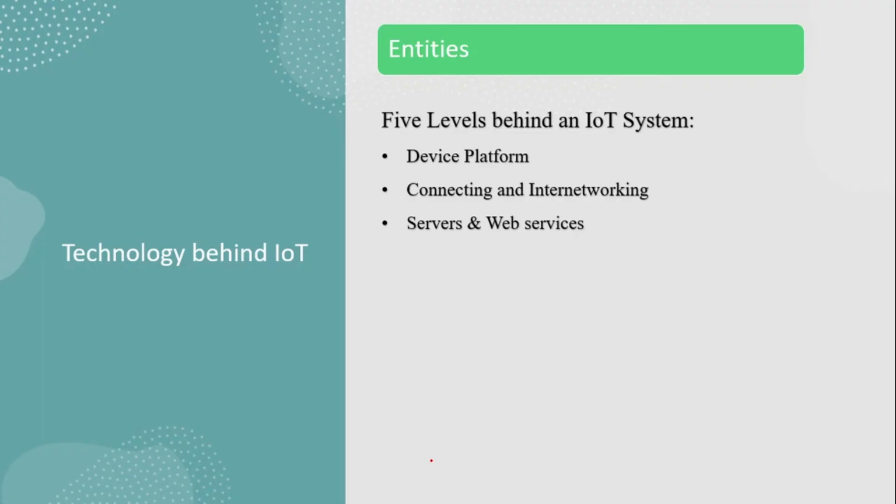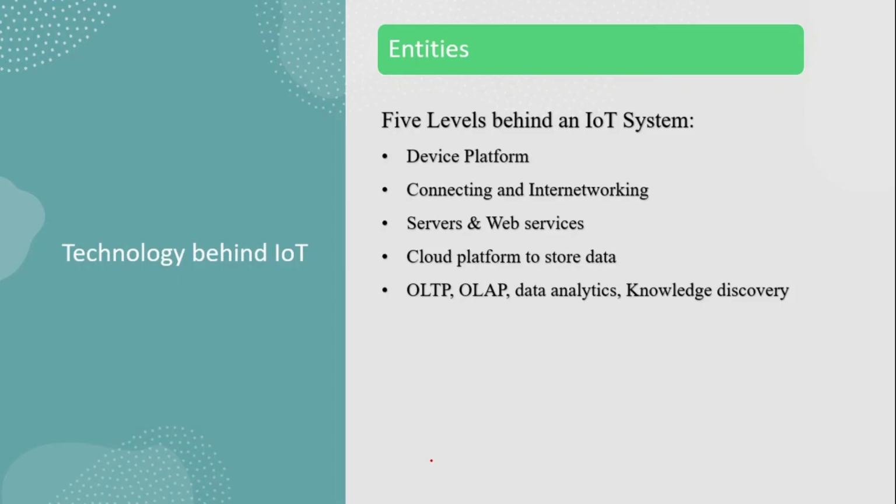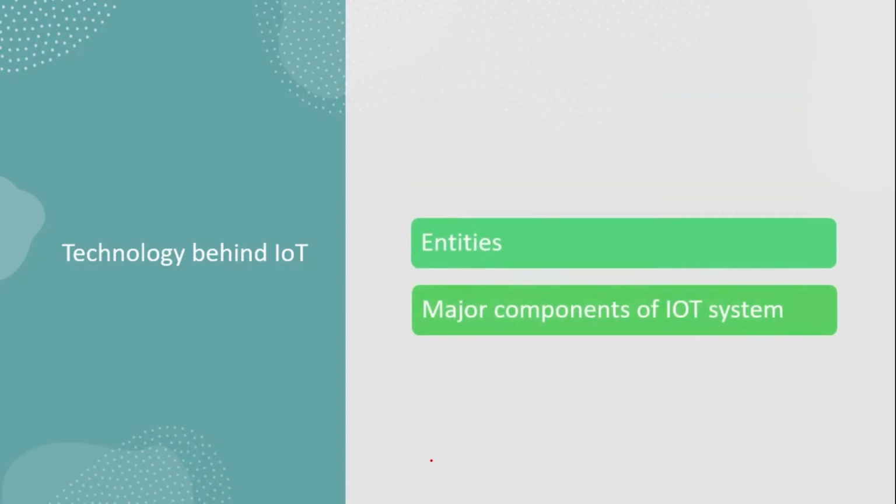Next one is servers and web services. Next one, cloud platform to store the data. And finally, analysis like online transactional processing, OLTP, online analytical processing, OLAP, data analytics, knowledge discovery. These are the 5 levels: device platform, connecting and internetworking, servers and web services, cloud platform to store data, and finally analytics. So these are the 5 levels in IoT. So that is the first subtopic in technology behind IoT.